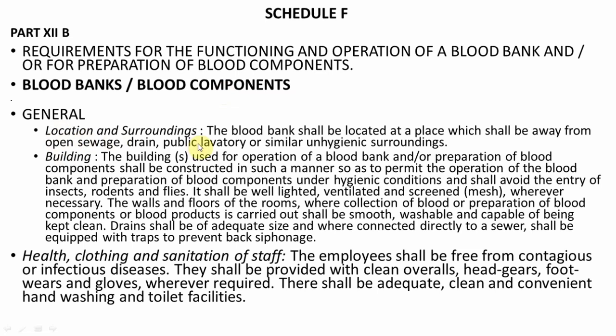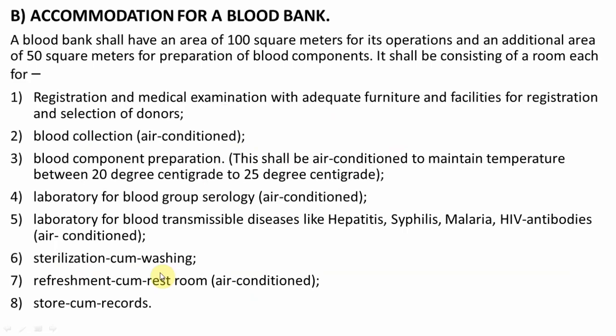In general, the location and surroundings: the blood bank shall be located at a place which shall be away from open sewage, drain, public lavatory, or similar unhygienic surroundings. Then buildings, the health, clothing and sanitation of staff. The employee shall be free from contagious or infectious diseases. Then accommodation for a blood bank.